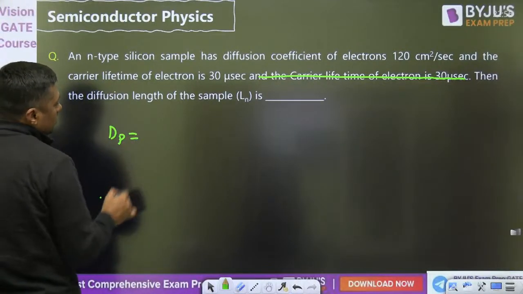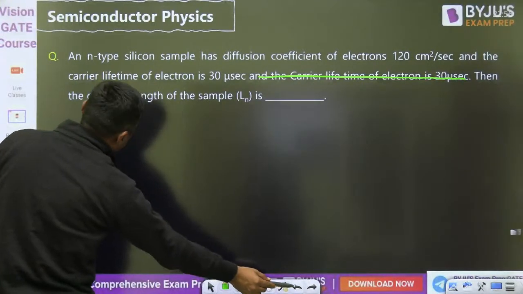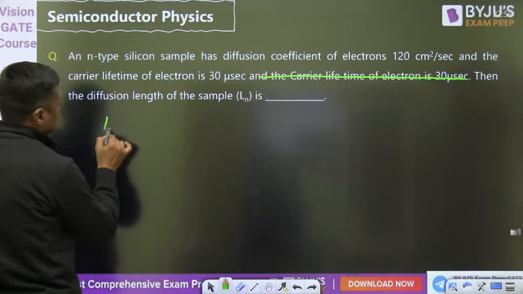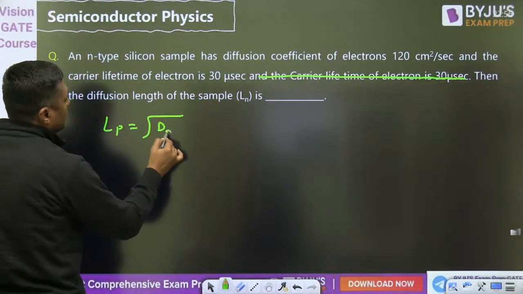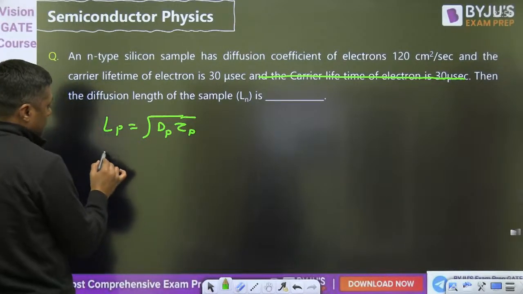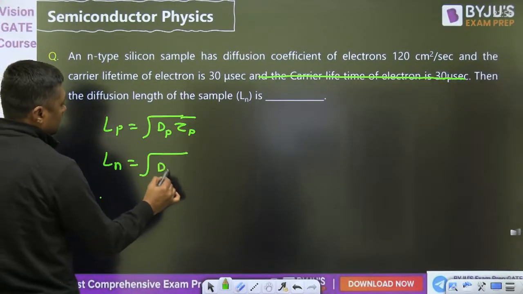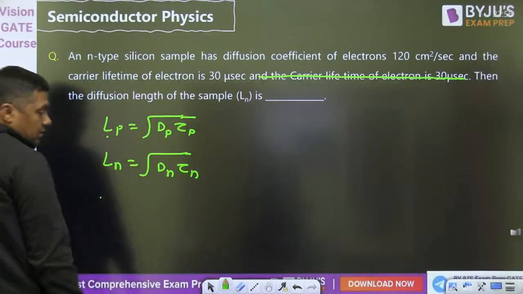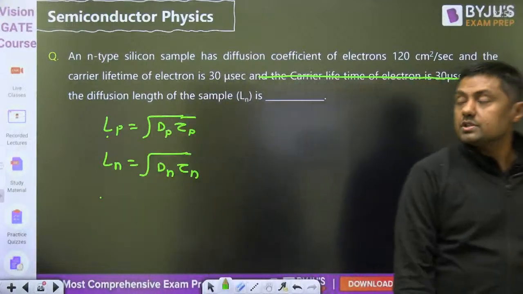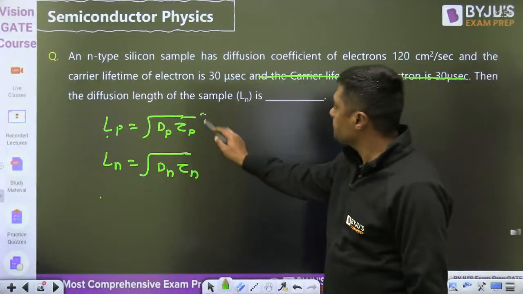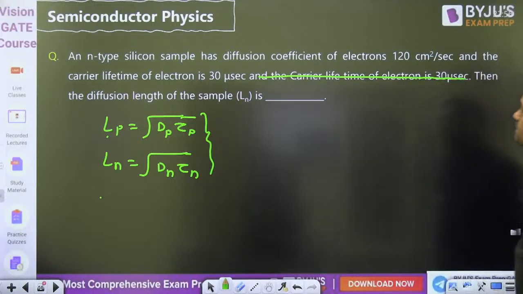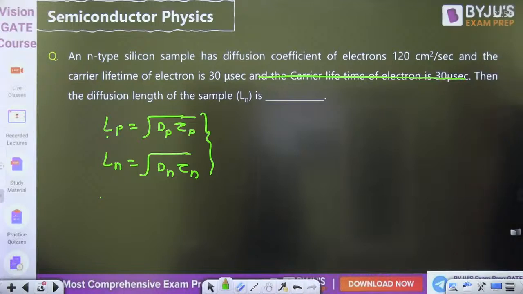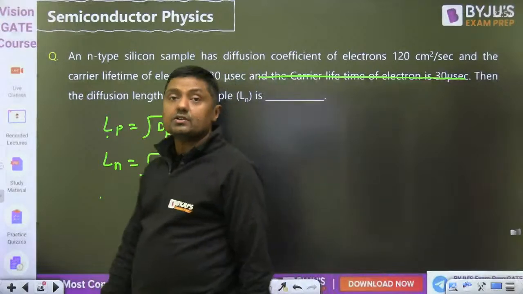Lp is equal to square root of Dp tau p. Here D is the diffusion constant and tau is the mean lifetime. This is the diffusion length. So this is the relation we have to use. Okay, this is an important one. This is another important formula. You can solve by using this. You can find the diffusion length of the electron by using the second formula, as the diffusion coefficient is given, and so on.